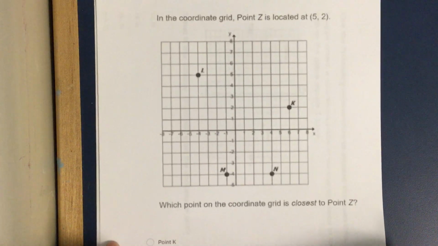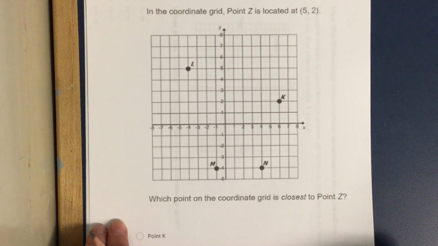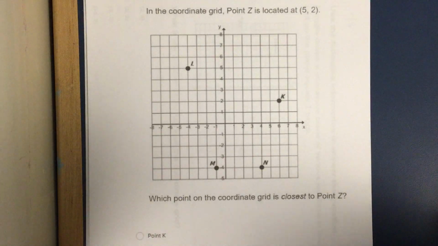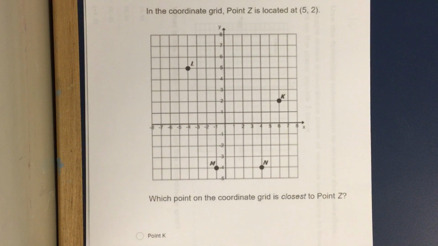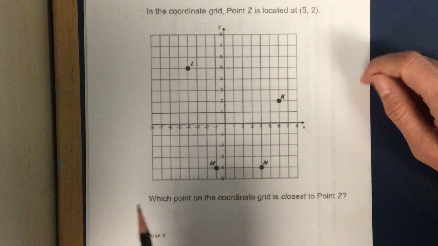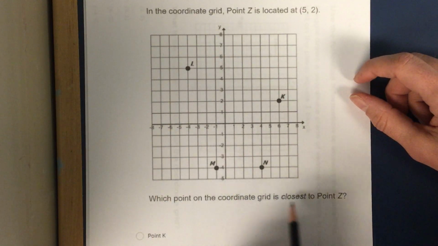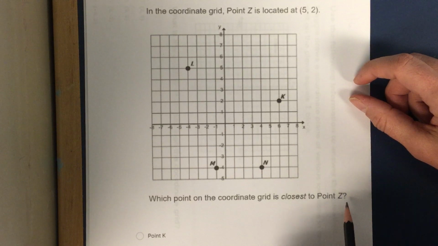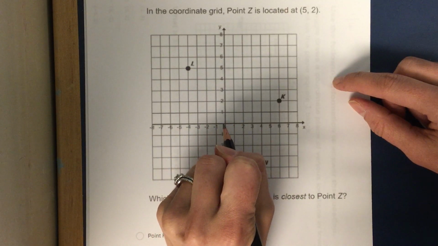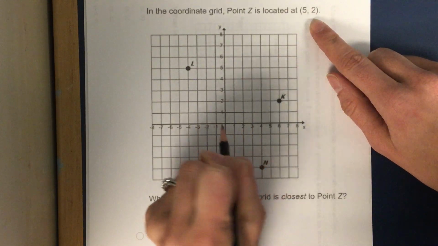And this is also the next one on 1-5. So I'm going to leave the answer choices off so we can see this better. In the coordinate grid, point Z is located at 5, 2. It says which point on the coordinate grid is closest to point Z. So we're going to go ahead and plot this location 5, 2 for point Z.